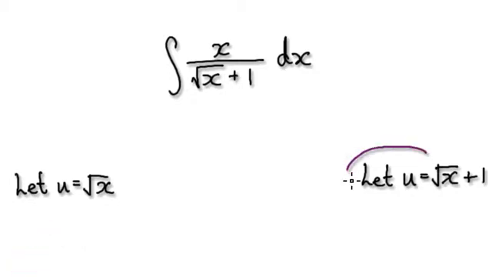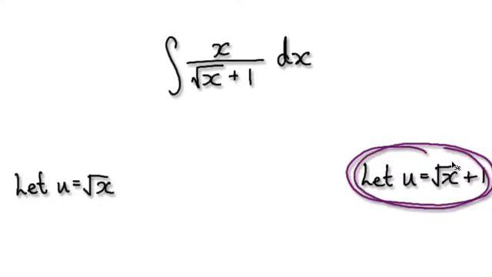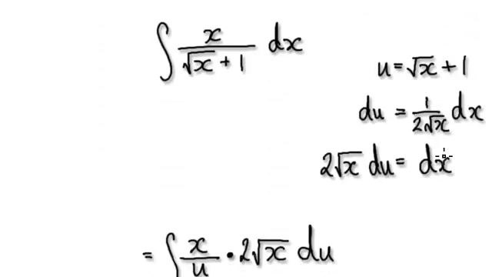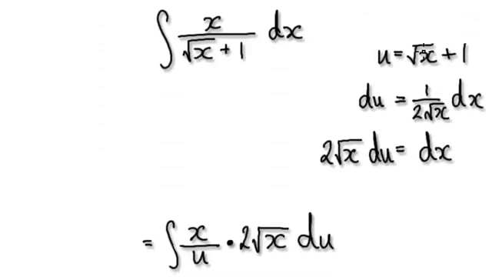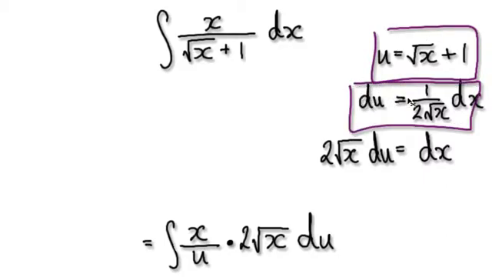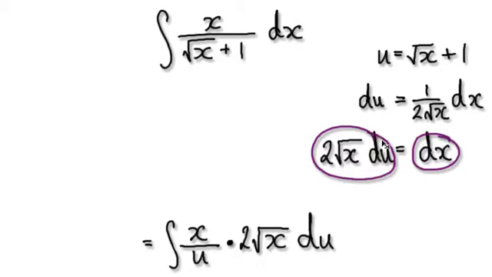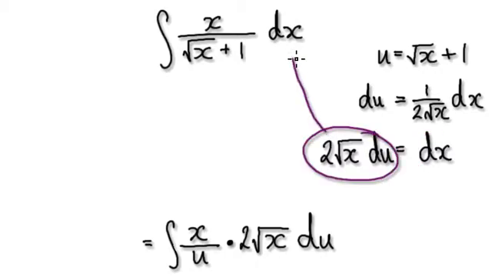Okay, so let's look at the messy answer first. Let's look at this one here. So let u equal this whole thing here. Then du equals this, and then times both sides by this thing here. That will then lead you to this, and so dx equals this thing here.